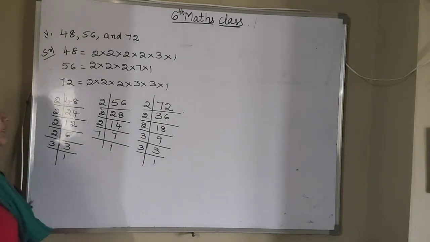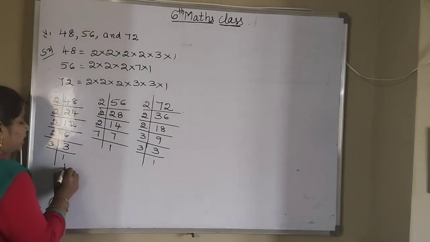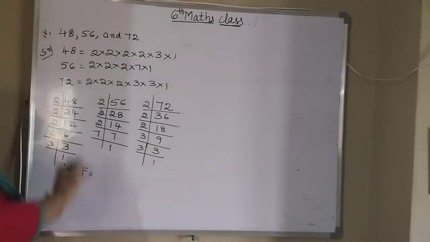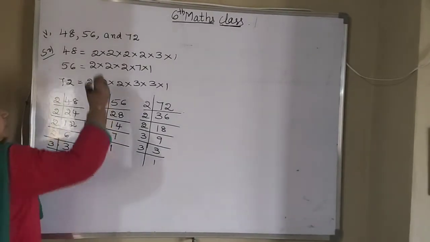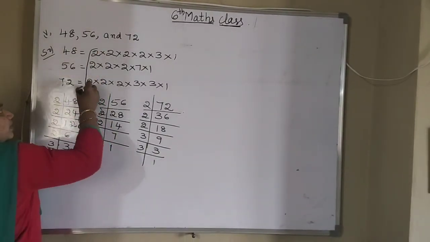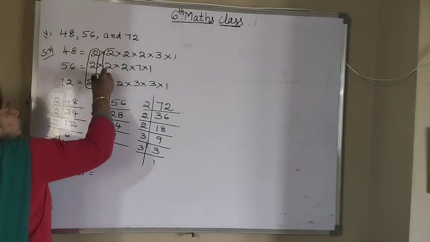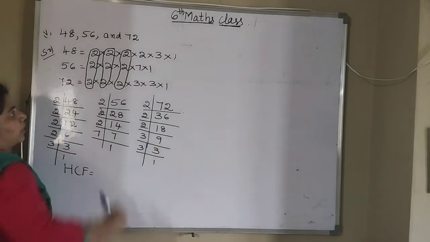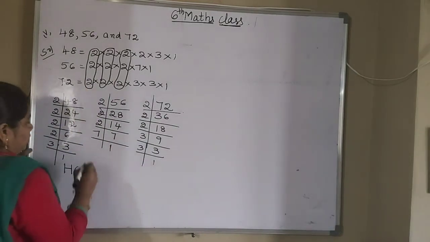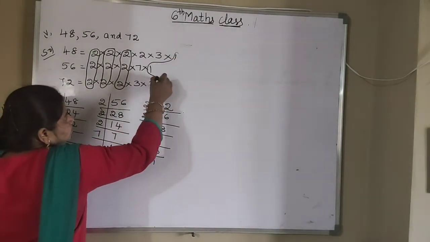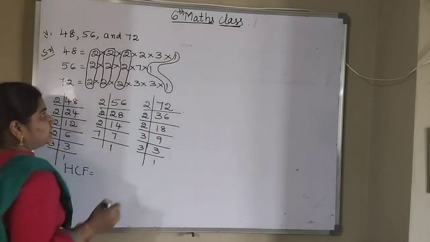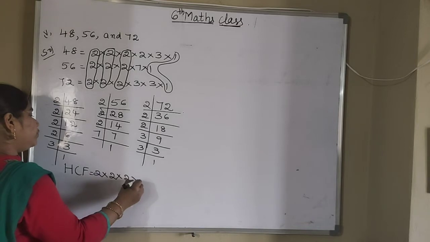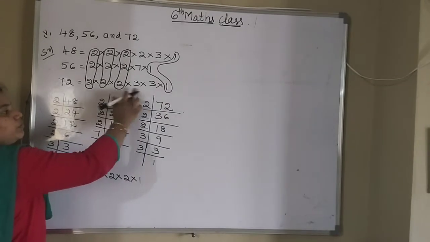So how to find the LCM? First we have to find the HCF value. HCF is nothing but taking the common terms in all the numbers. So first take the common numbers in all the numbers, that is 2, 2, 2 and 1. So this becomes the HCF. What is the HCF here? 2 into 2 into 2 into 1.